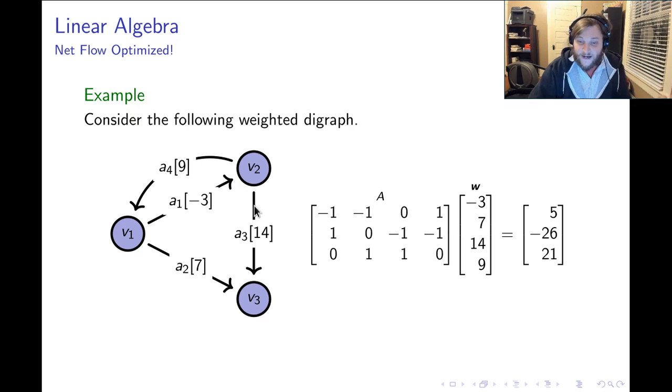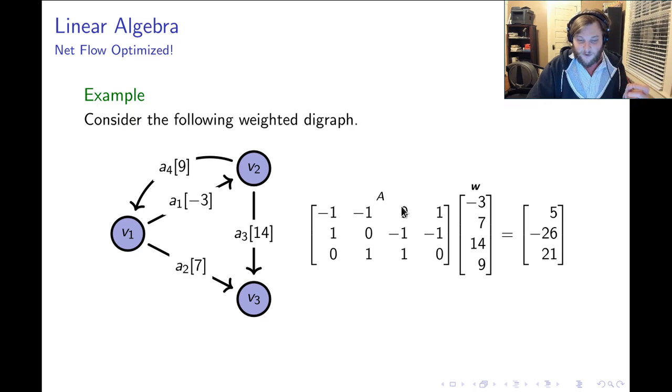This is a weighted directed graph. So each one of the arrows in this directed graph has a weight, and I can organize those weights in the weight vector. The weight for the first arrow is -3. The weight for the second arrow is 7. The weight for the third arrow is 14. And the weight for the fourth arrow is 9. So my incidence matrix is 3 by 4. My weight vector is in R4.